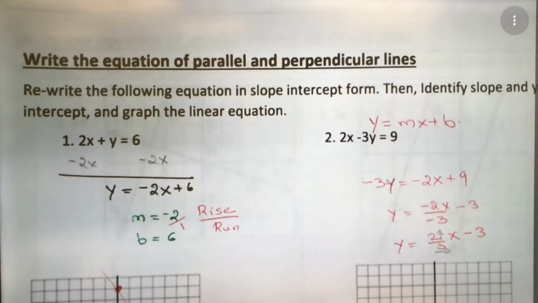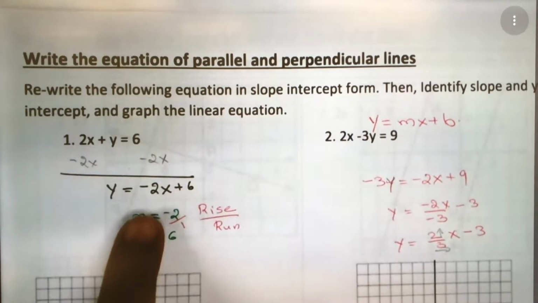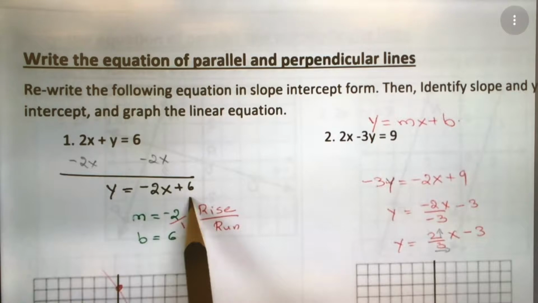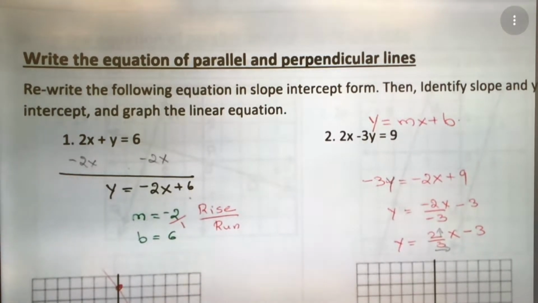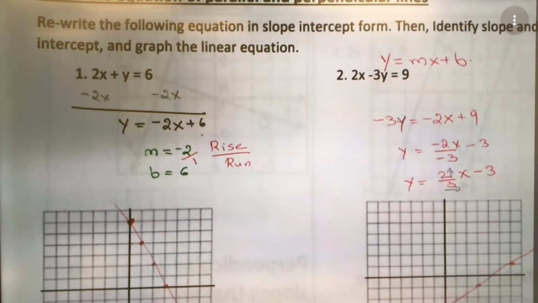To write the y equals mx plus b form, you had to isolate y, so you had to move the 2x to the right side, so you subtract 2x, and you get y equals negative 2x plus 6. So now it is in y equals mx plus b form. In place of m, I have negative 2, so the slope is negative 2, and b, the y-intercept, is 6.